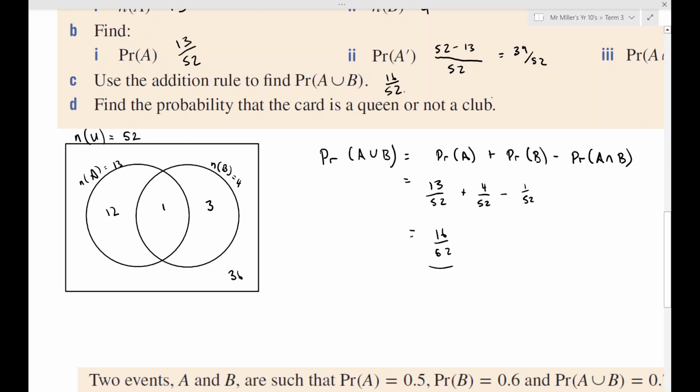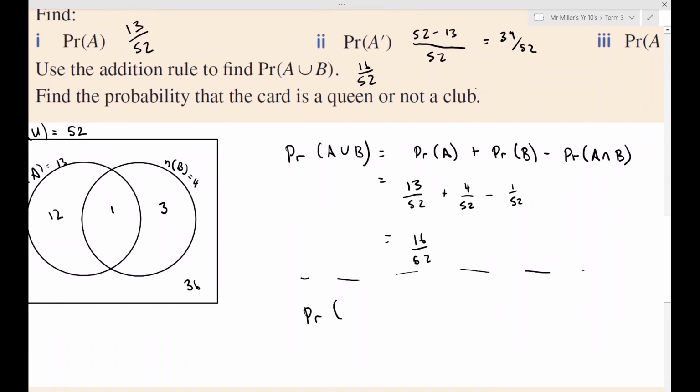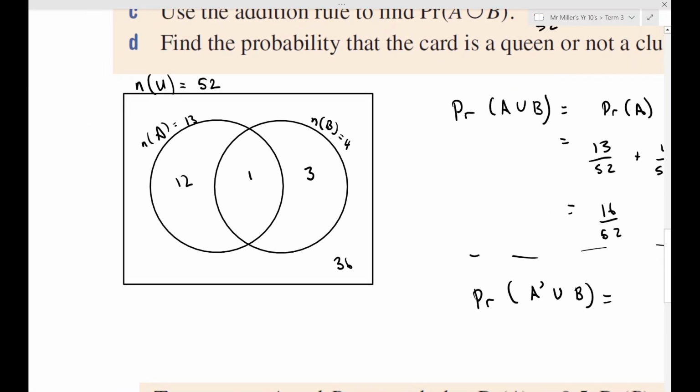And find the probability that the card is a queen or not a club. So to really represent what that is asking, we're looking for the probability of the event that the card is a queen. So I believe queen was event B. So is event B, or is not event A. So that's going to be not A, or A primed, or the complement of A, union B. And now if we think probability of not A union B, what region on our Venn diagram is this going to be sort of considering?